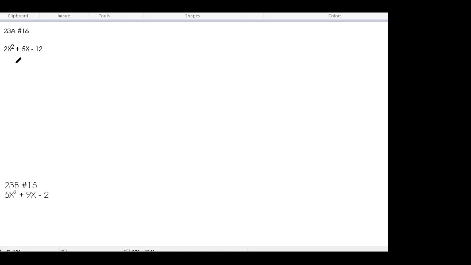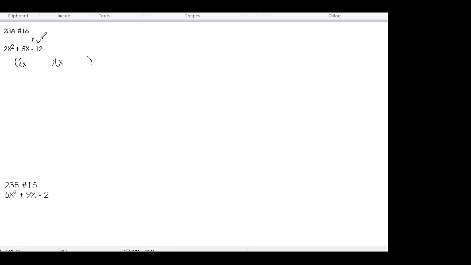Well, we have a coefficient in front. So all we can really start with that we know is there's two parentheses. 2x squared can only factor 2x and x. So we know we can at least put those in, 2x and x. We've got three choices here on factoring.